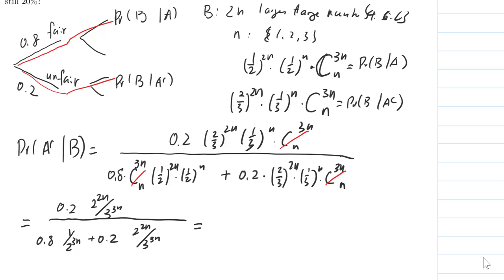We're going to have 0.2 on the top, okay? And then we will have 0.8 over here, times 3 to the 3n over 2 to the 3n and 2 to the 2n over here, and then plus 0.2. So that's what we have.